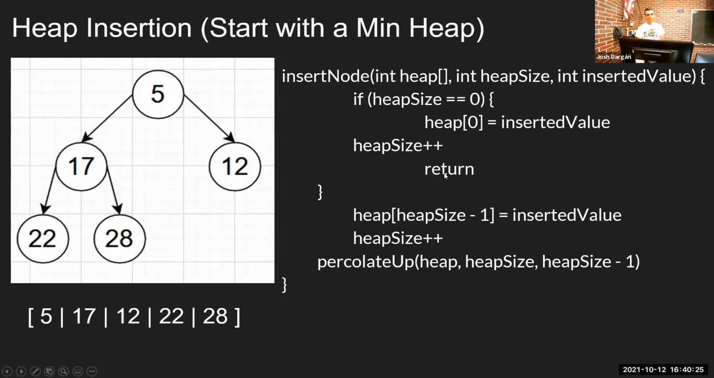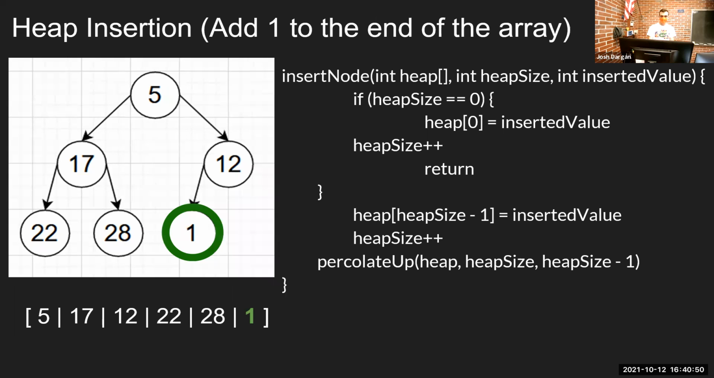And then we return. If it's not the edge case, then we want to insert the value at the end of where we consider the heap starting, and then we will increment the heap size. And then we perform the percolate up or heapify up algorithm. So we insert 1 at the end here, and it's at the end of the area that we consider as part of the heap.